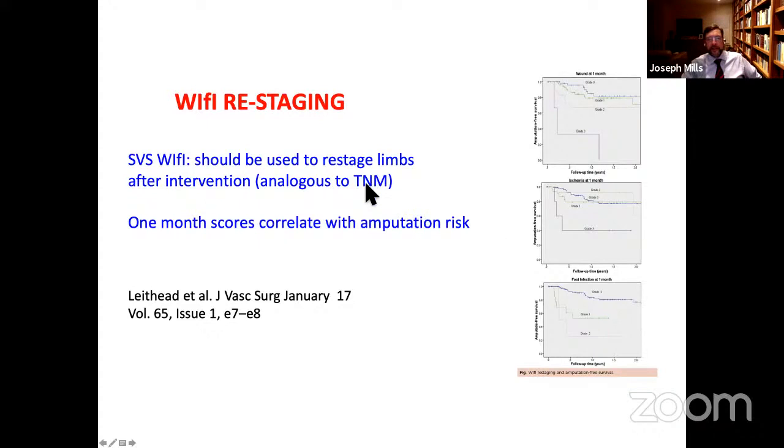So that makes sense. If you've addressed the infection, you've corrected the ischemia, your Wi-Fi stage at 1 month should be better than it was at baseline. If it's not, the two most common reasons are either your ischemia has not been totally corrected, or the procedure you did has already failed, or the patient still has undrained foot infection. So we think that patients at 4 to 6 weeks after their initial treatment should get restaged to make sure you're really on the right path.